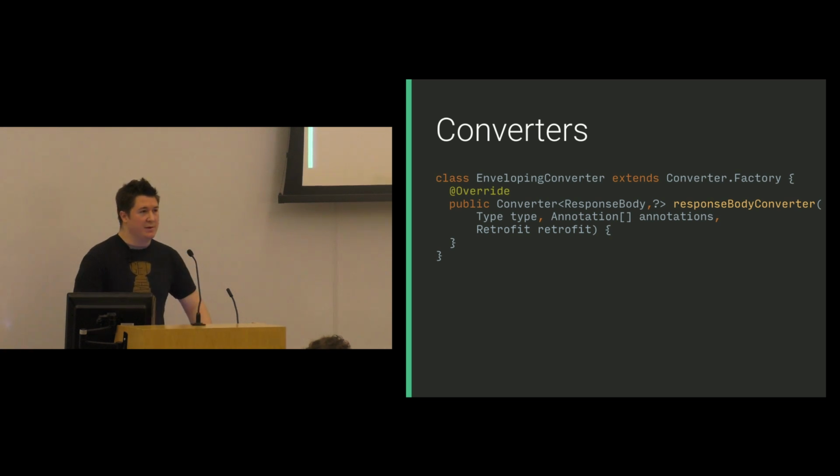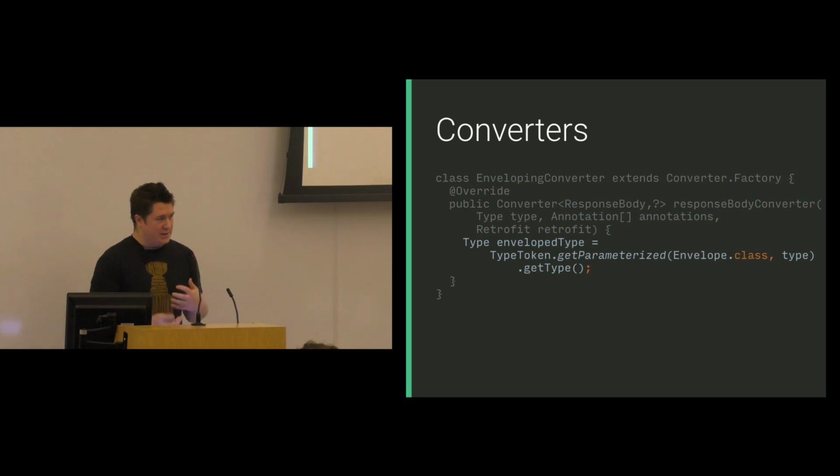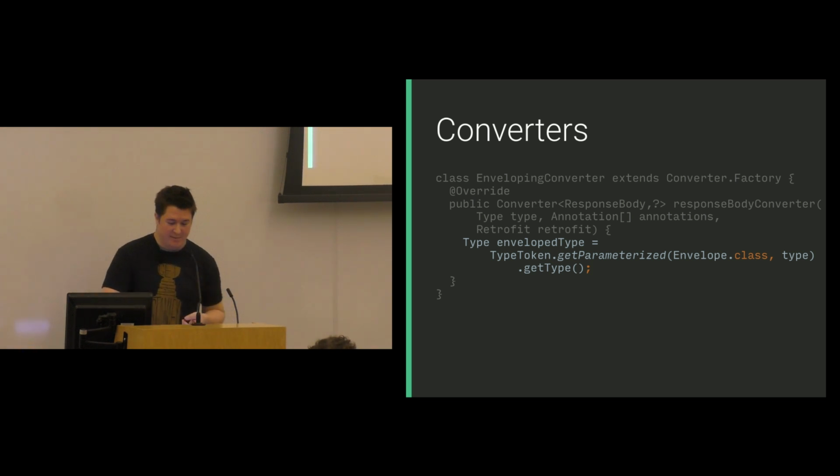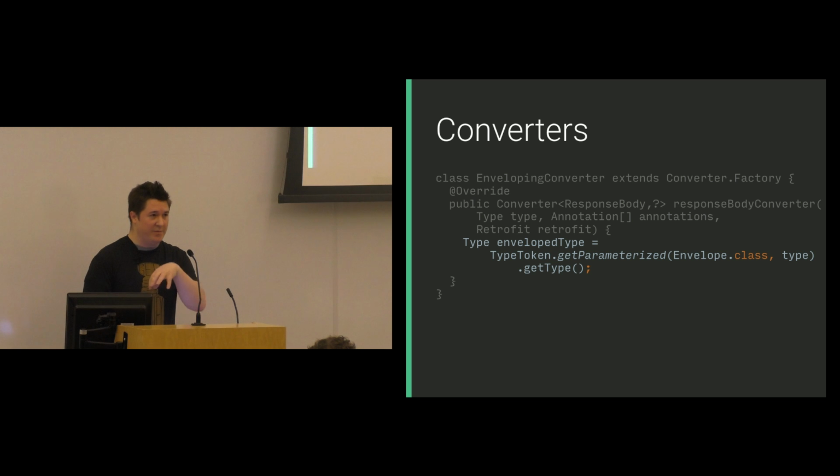So we want the type that is exposed to our app to be user. But we want the type that's deserialized from the bytes to be envelope of user. So JSON has a method that allows you to make that conversion, where we're saying, I have the envelope class, and I want you to parameterize it with the type that's passed in. And so enveloped type here will now represent envelope of type. So we've taken user, and we've now wrapped it in envelope of user.